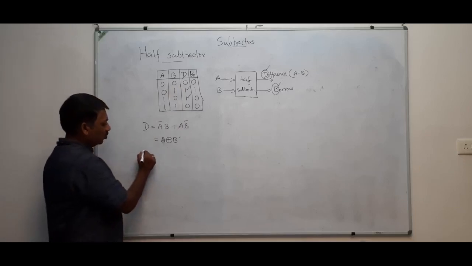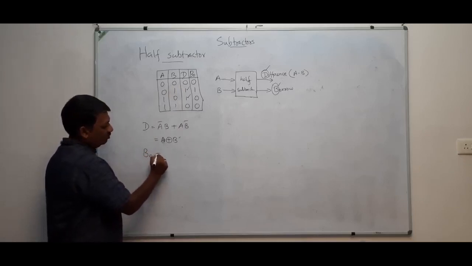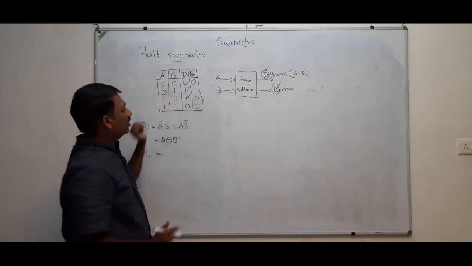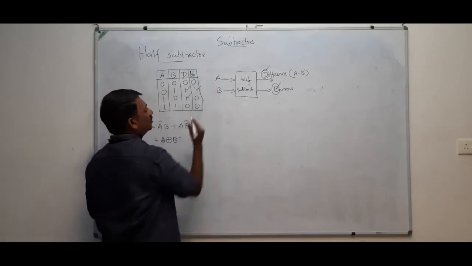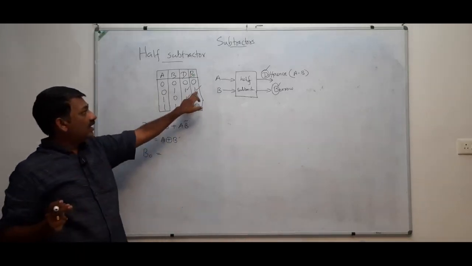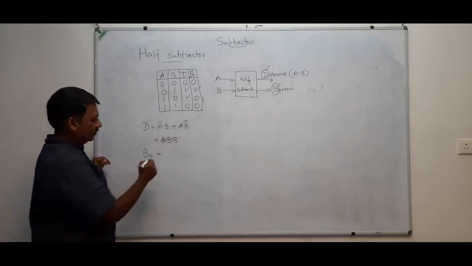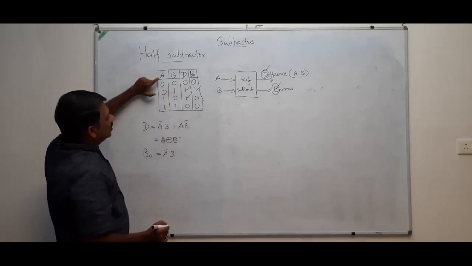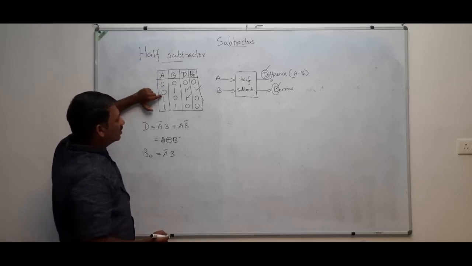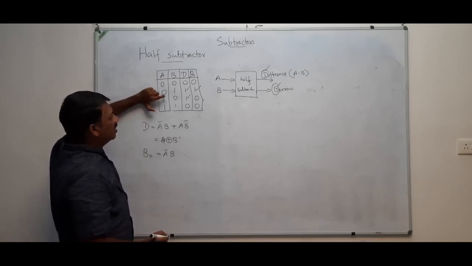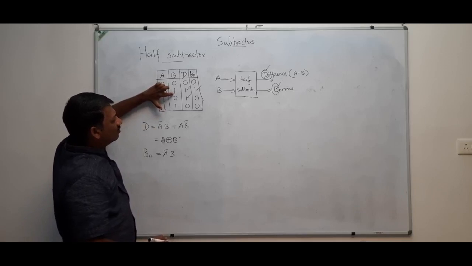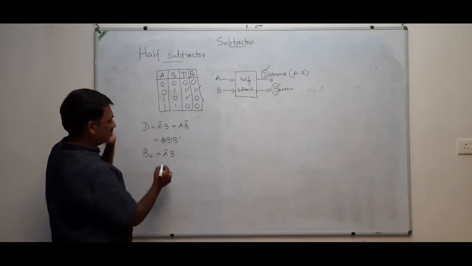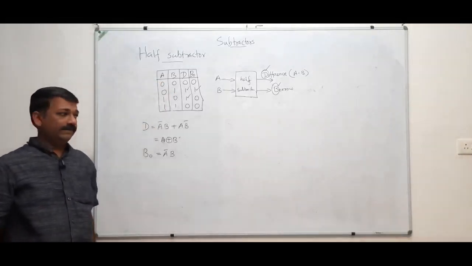And what is the borrow? Borrow has only a single 1, and that is represented by A bar B. Here A is 0, so that is A bar, and B is 1, that is B. That is why borrow is A bar B.